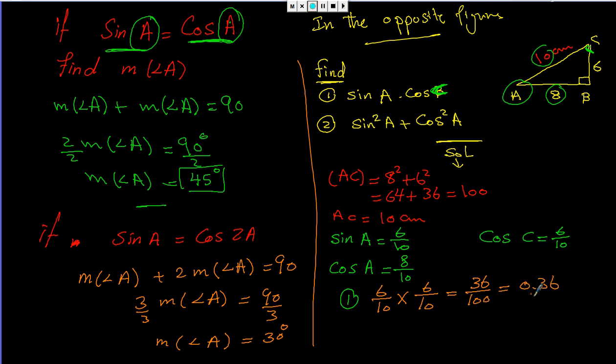Second required, sine power 2 A plus cosine power 2 A. Sine A is 6 over 10, so it's 6 over 10 power 2, plus cosine A, which is 8 over 10, power 2. It's going to be 36 over 100 plus 64 over 100, which is 100 over 100, and that equals 1.